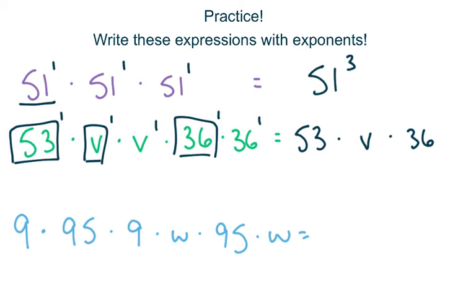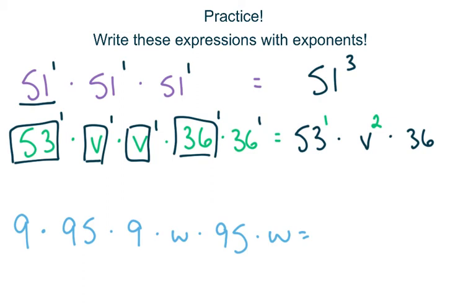You might have already started to see the pattern with the 51 in the first example. But what I want to do now for this one is count how many 53s there are. I only see one 53, so I know that this is 53 to the 1st power. Now I'm going to count my V's. I see a V and I see another V. So there are 2 V's being multiplied. So this is V to the 2nd power.